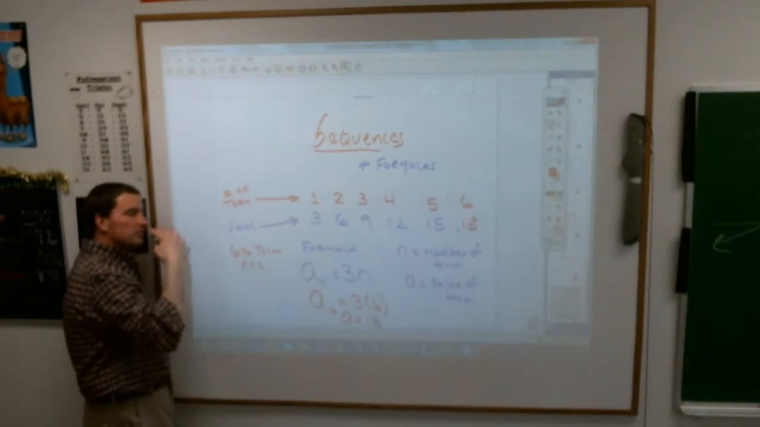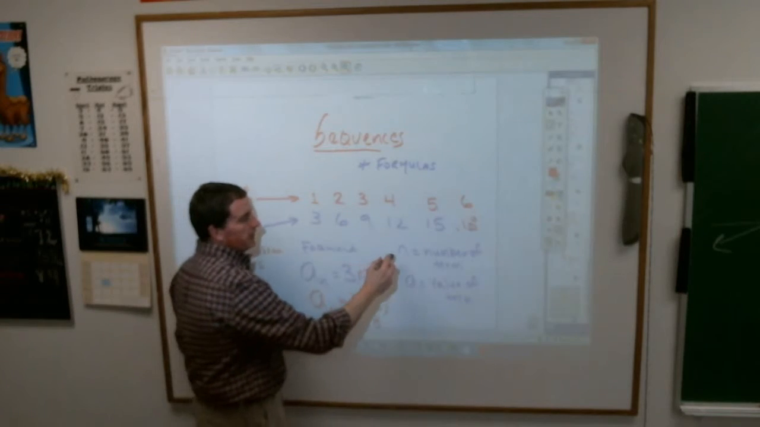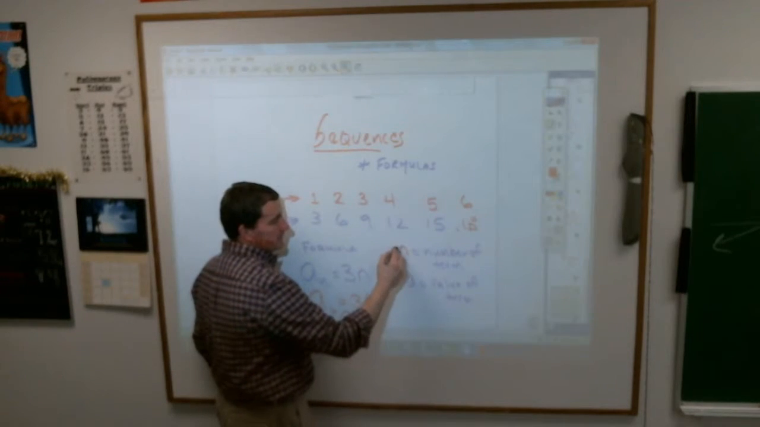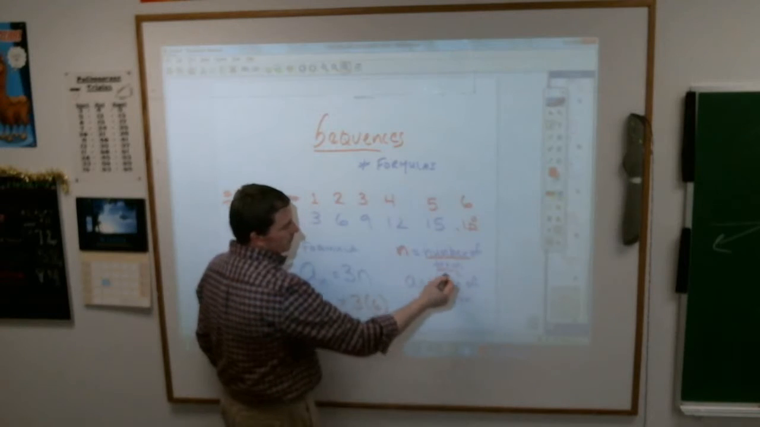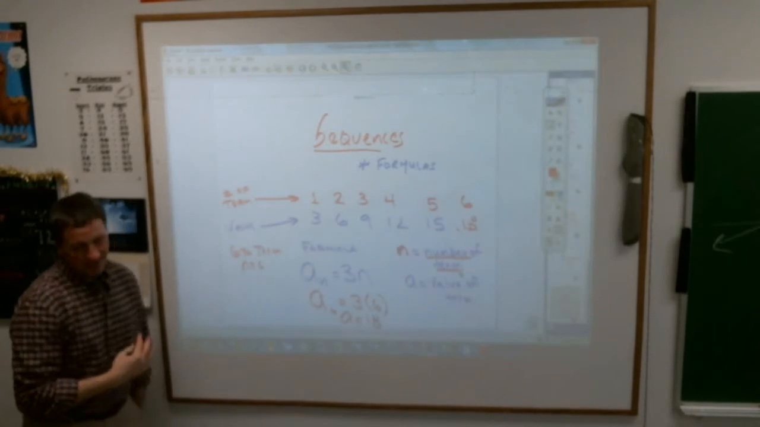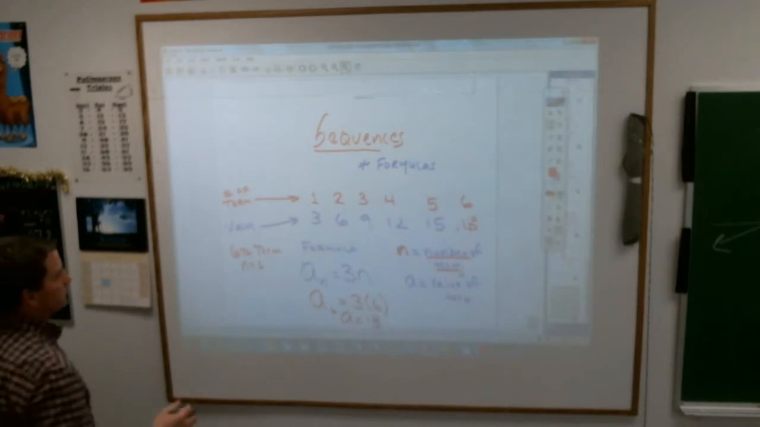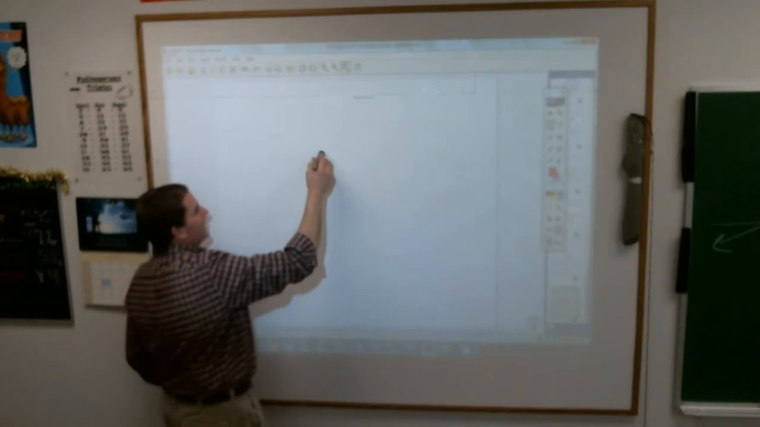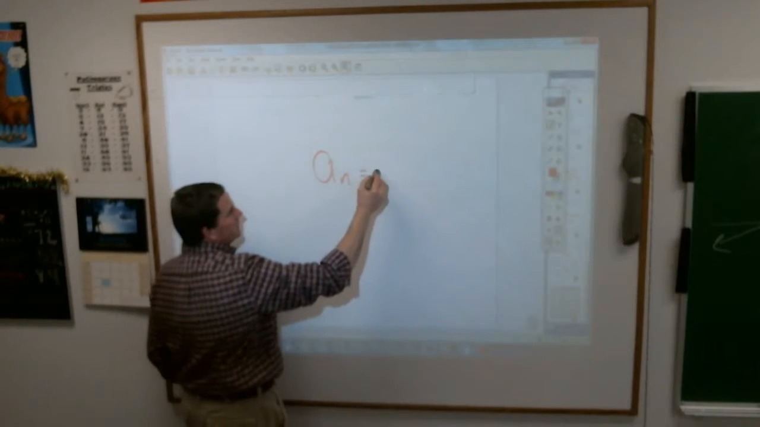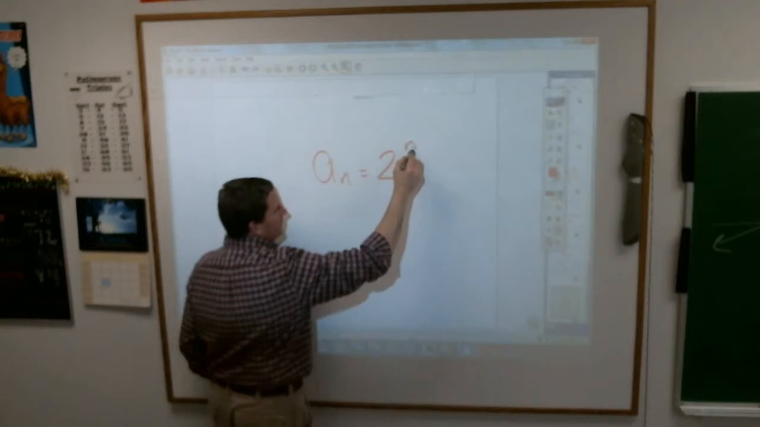So the only thing really to remember is that you're going to plug in the letter n, whatever they tell you the number of the term is. It's kind of confusing, but not really if you think about it. Here's another example. A rule for a sequence is A sub n equals 2 to the n. Write this down. A sub n equals 2 to the nth power.